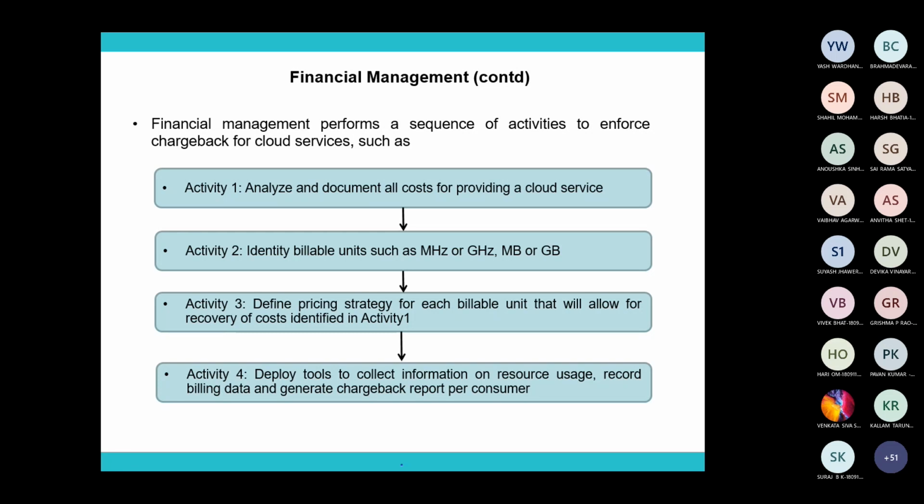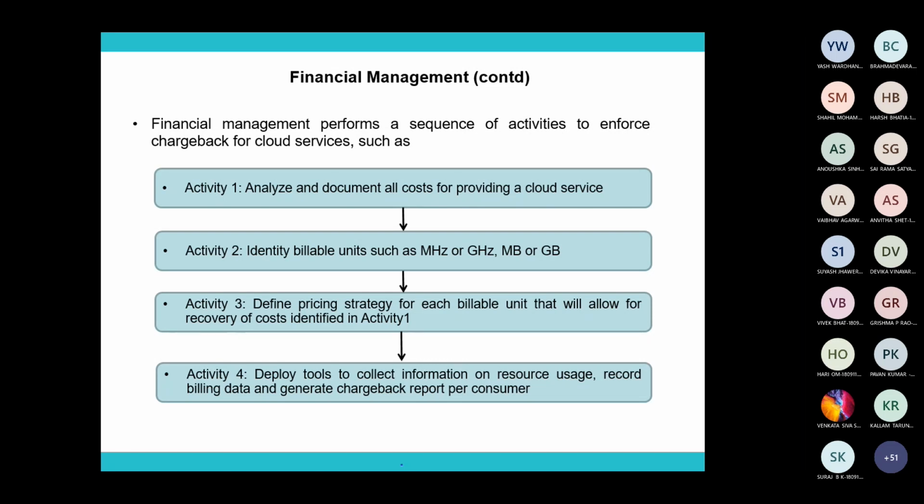So what are the different steps? The first one is activity one: analyze and document all costs for providing the cloud service. All the costs of the different components: for physical servers, what is the cost, and for the storage, and the network related cost, the power consumption, how much power is consumed, and cooling, how much is required to manage all those things. That gives the total cost involved.